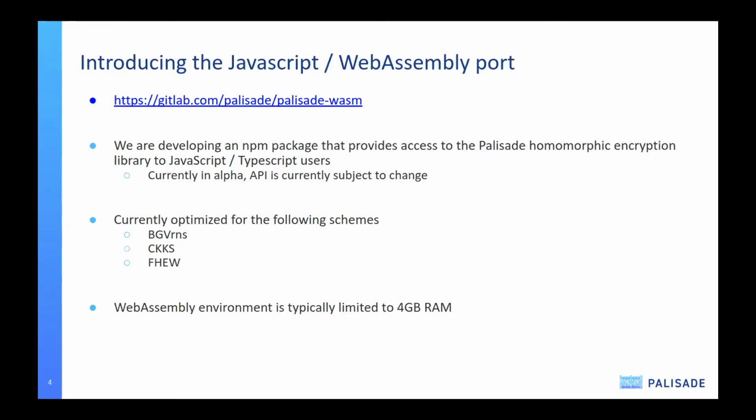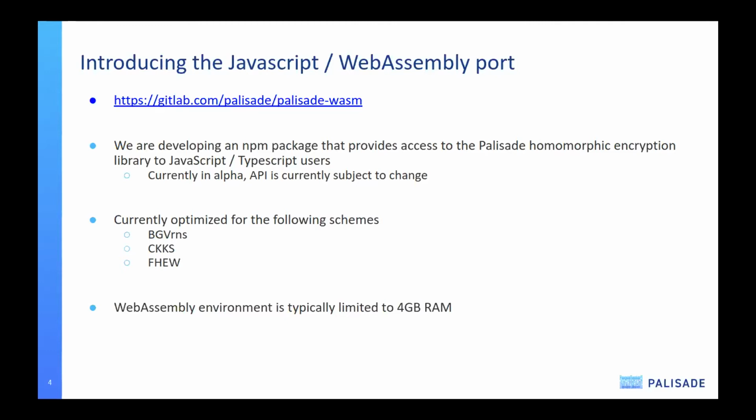So we have an alpha release of the WebAssembly port live right now, and you can find it at that link, just GitLab PALISADE WASM. We are currently developing an npm package, so then you could just do npm install PALISADE crypto. You would have access to everything. Currently, you have to build from source, but that will very soon be fixed. We're still in alpha, so the API is subject to change.